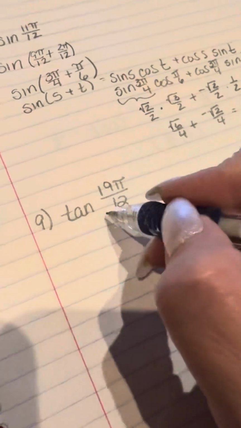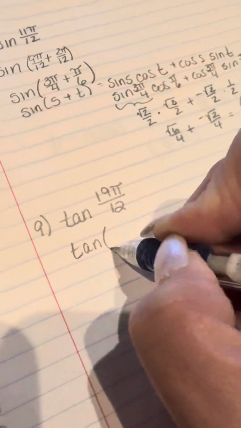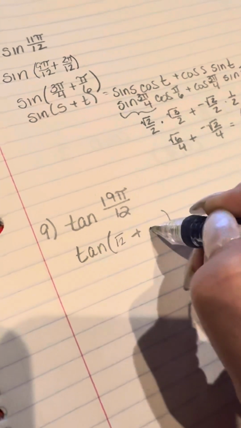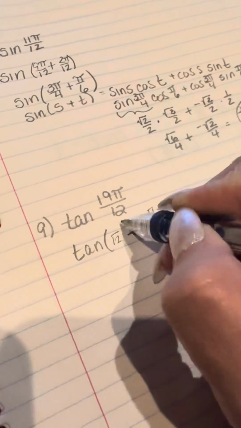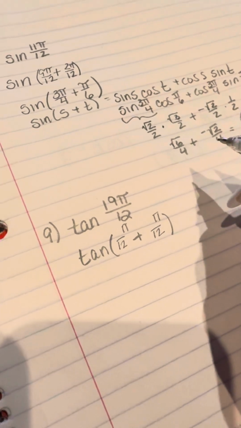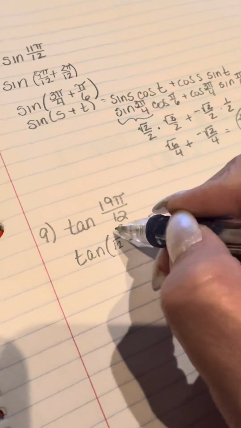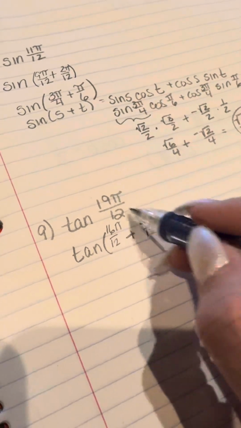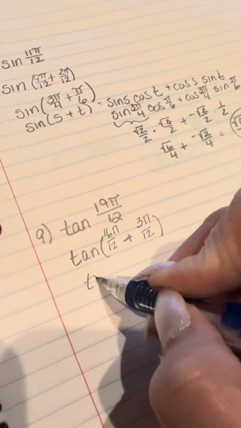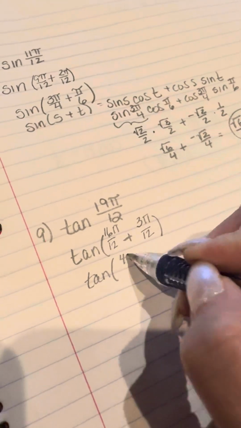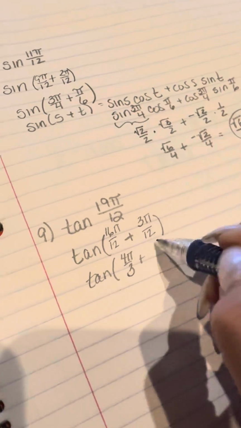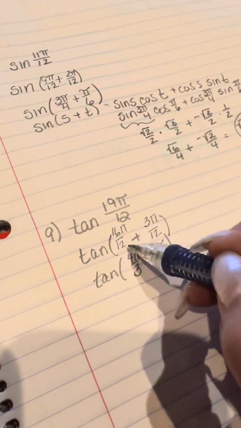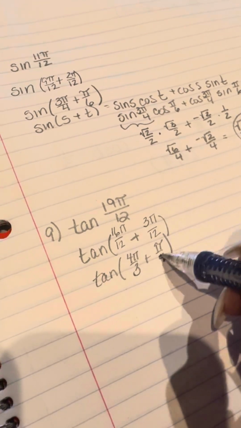Tangent is the same way, so I'm going to break this up into two angles that add or subtract to give me 19 pi over 12. I'm going to try adding first. 12 and 7, 16 and 3. I think I'll try that. 16 and 3. 16 plus 3 is 19. This reduces. 4 pi over 3 and pi over 4. Make sure I did that right. Divide by 4, yes. Divide by 3, yes.